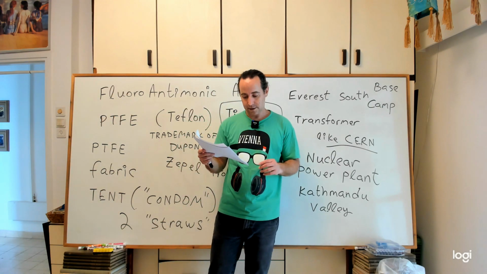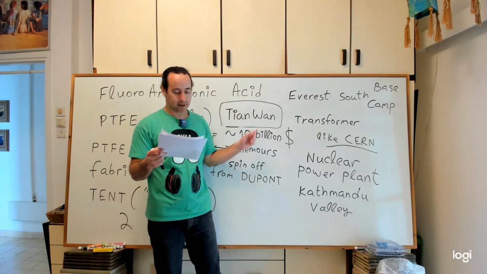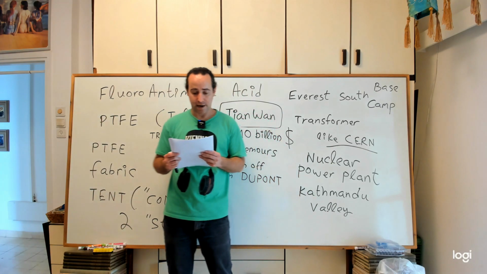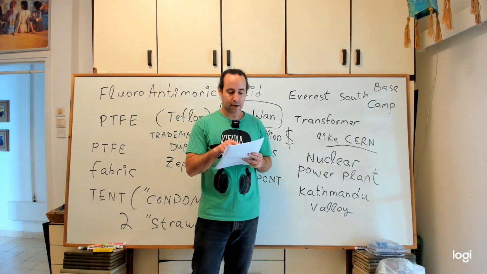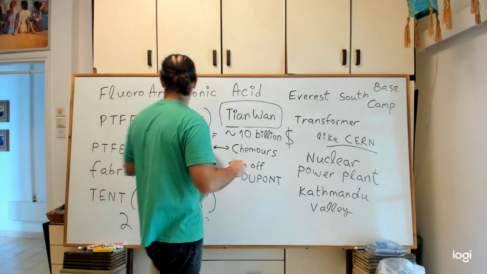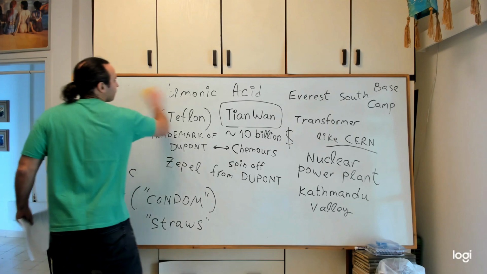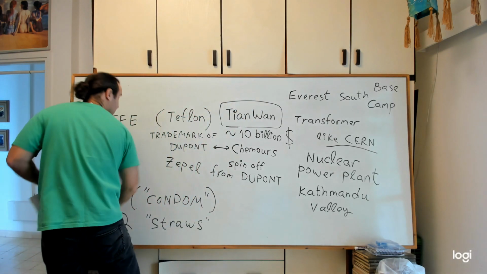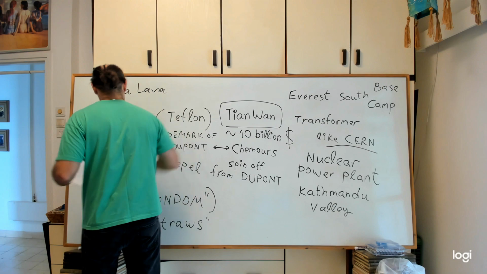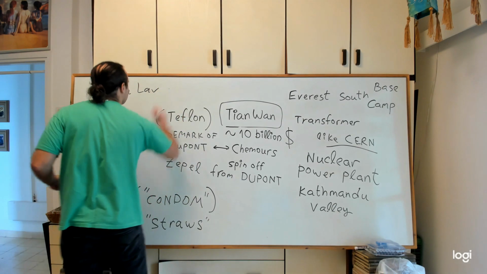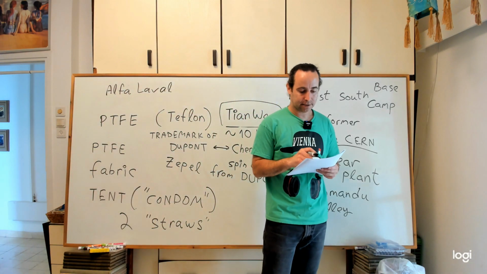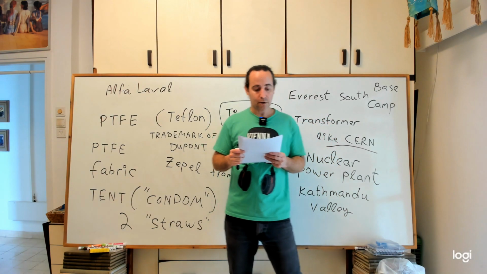So I found an article about Tianwan nuclear power plant. The article is by the Swedish company Alfa Laval and was written by Pan Haixia Gong. I will put this in the description. Okay, a nuclear milestone in China.